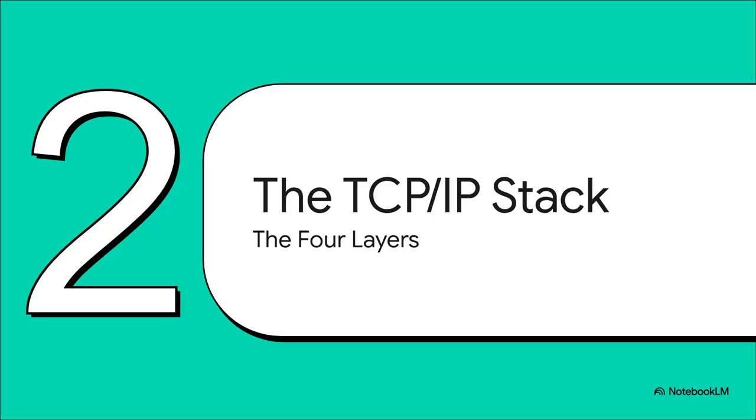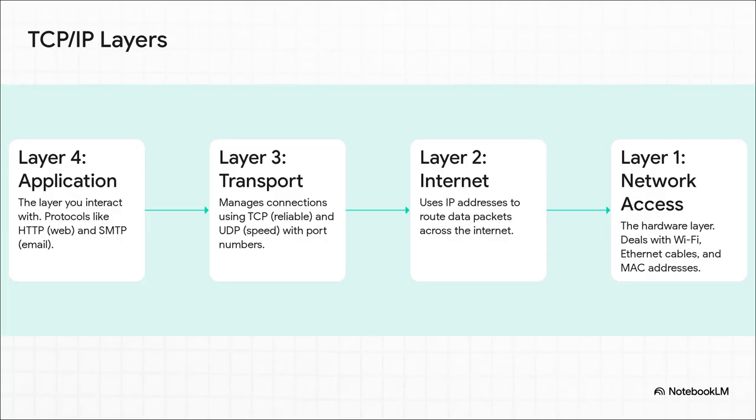All right, so let's actually deconstruct the TCP/IP stack that's running, well, everything. We're going to follow the journey of your data from the app you click on all the way down to the physical Wi-Fi signals and cables. Okay, so starting from the top where you are, we have layer 4, the application layer. This is your web browser, your email app, the stuff you actually see and touch.